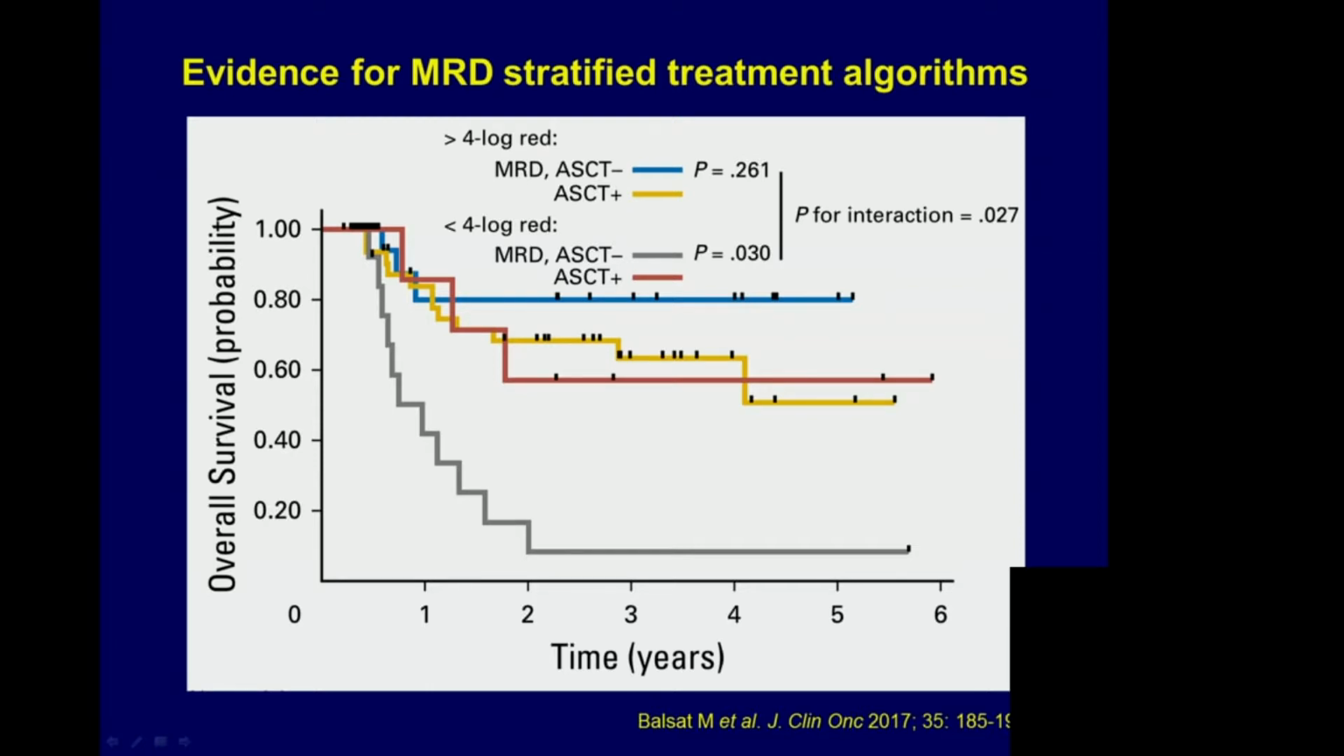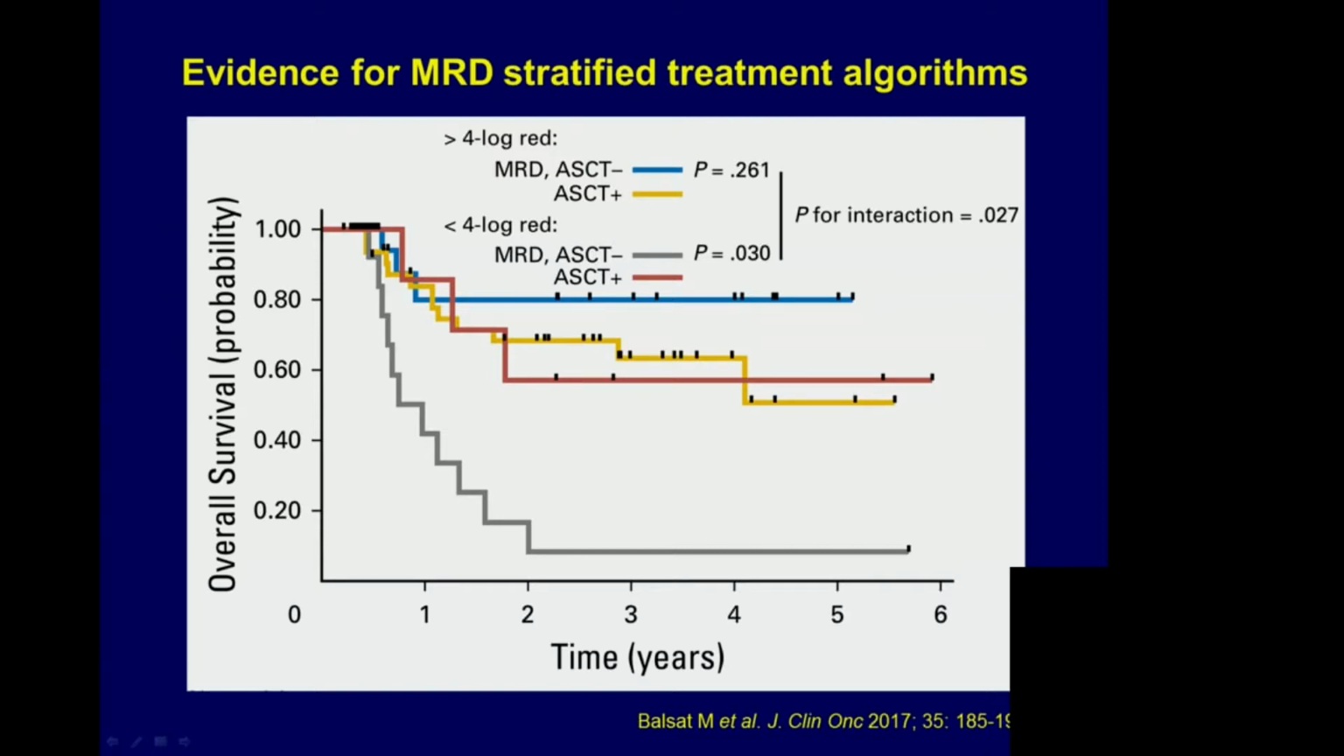So in contrast, the patients in the grey and the red lines are patients who had an unfavourable MRD response, with a less than 4-log reduction in NPM1 mutant transcript levels. And you can see that those patients who underwent transplant do much, much better than those patients who were consolidated with chemotherapy alone, and this was statistically significant.